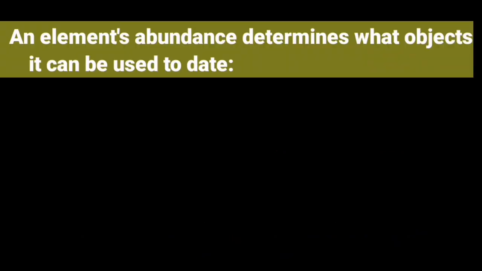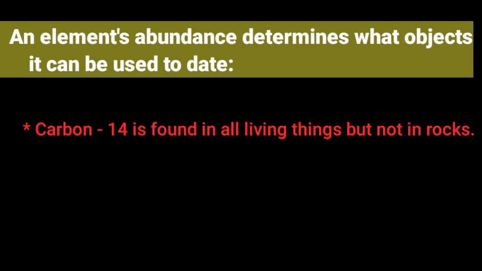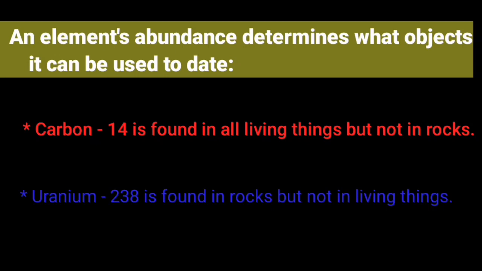Another thing you must consider is the abundance of elements in the object. For example, carbon-14 is found in all living things but not in rocks. So if you try to date rocks, carbon-14 is not acceptable. Same thing with uranium-238. Uranium-238 is found in rocks but not in living things. So if you try to date living things, uranium-238 is also not acceptable.